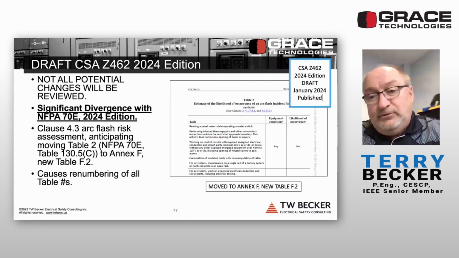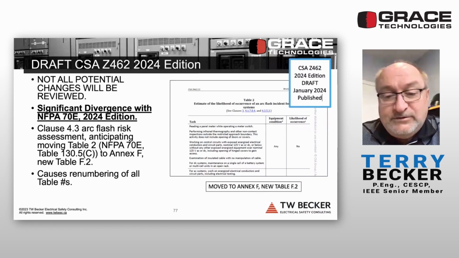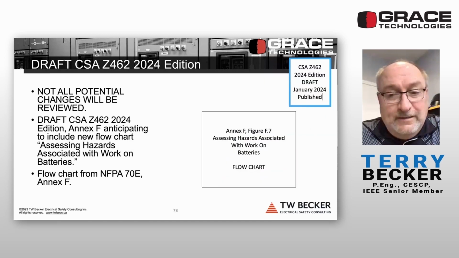All right, so Table 2 moved to Annex F, renamed to Table F2. Do not like it. Canadian attendee, be aware of this. Doesn't impact the US. All right, so the other thing that we did get added to Z462, which was in 70E, is this flowchart assessing hazards associated with work on batteries. So that's a good addition to Z462. That was already in 70E.